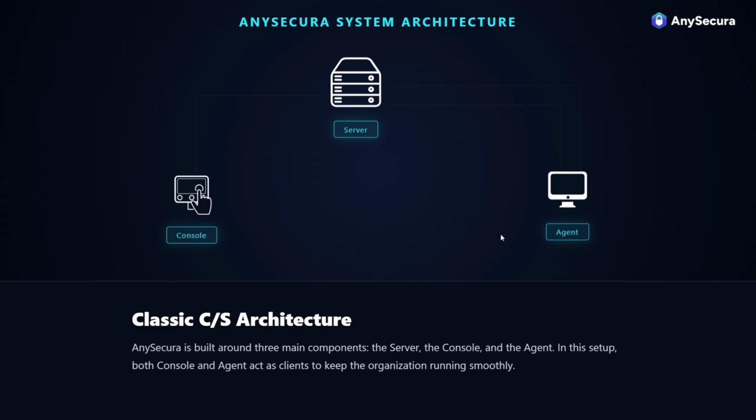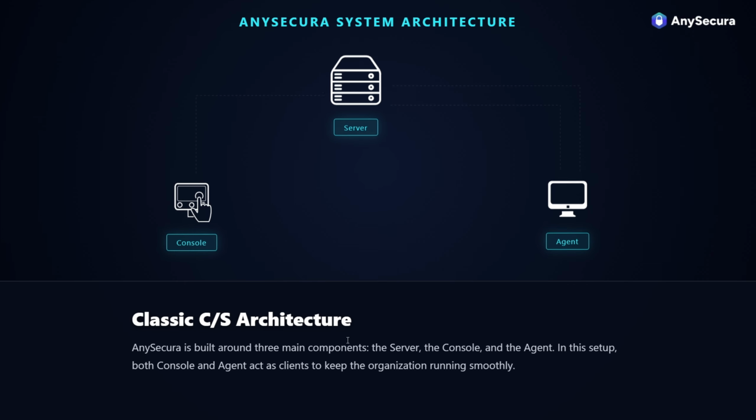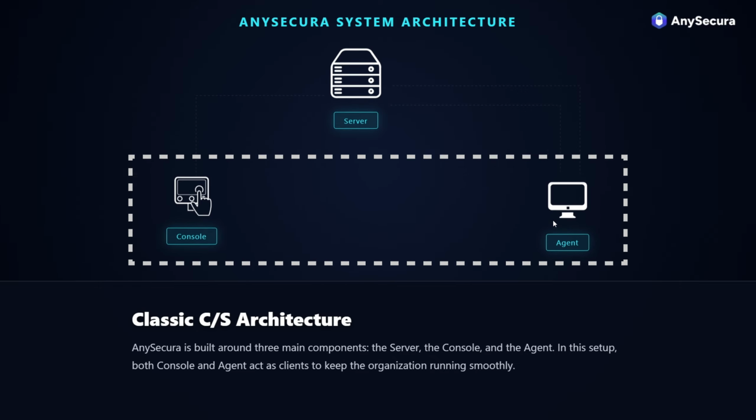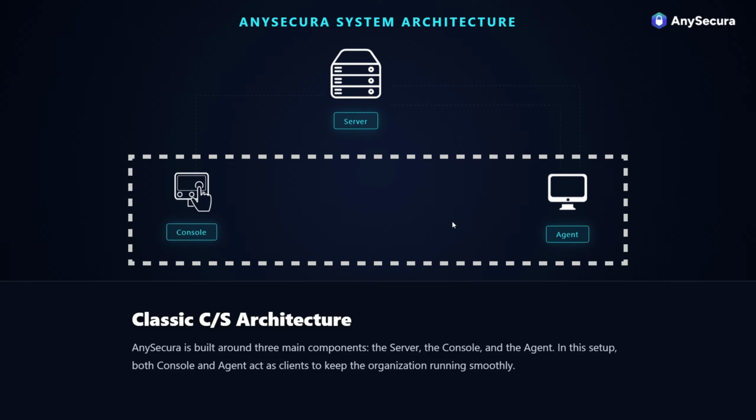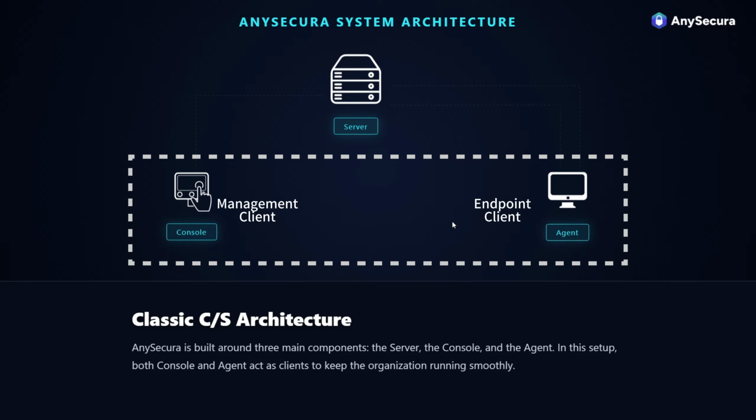AnySecura uses a classic client-server architecture, or C/S for short. It's built around three main components: the server, the console, and the agent. Just to clarify, both the console and the agent are clients in this setup, but each plays a different role to keep everything running smoothly.